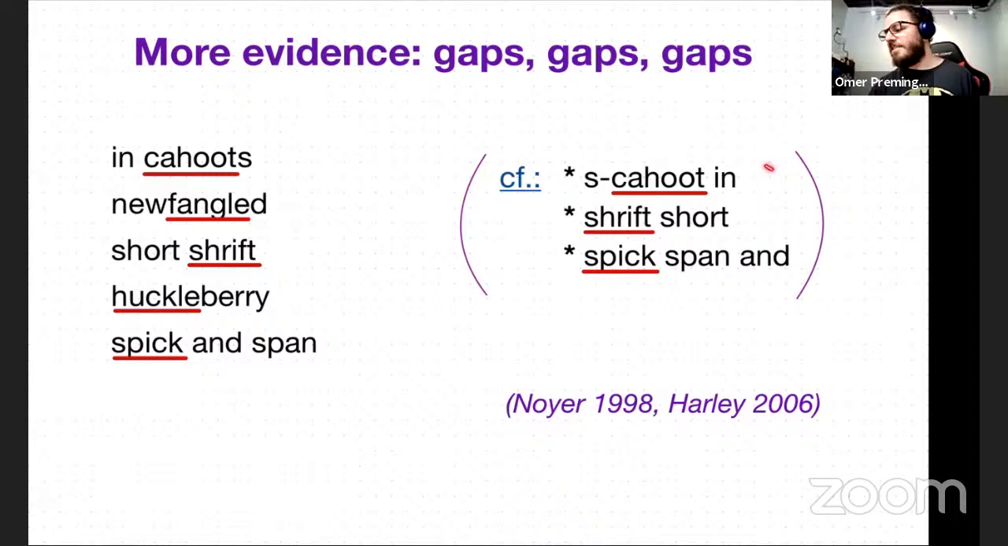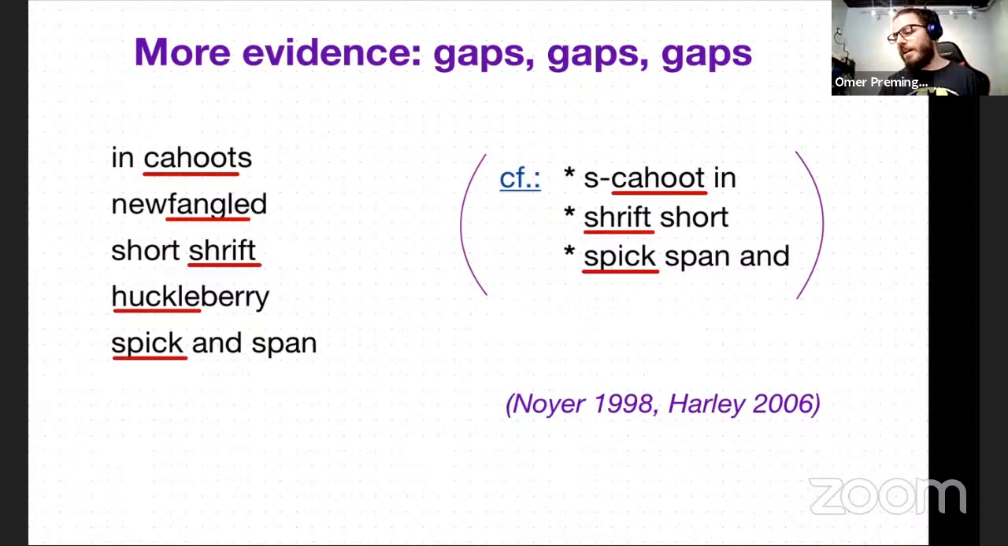Or that the position of the adjective in short shrift is the same position that it would occur in a compositional phrase like short film and not shrift short. That is to say, these are entirely regular syntactic structures. The only thing special about them is that they contain elements that don't have their own context-free, if you will, mappings to anything semantically identifiable.